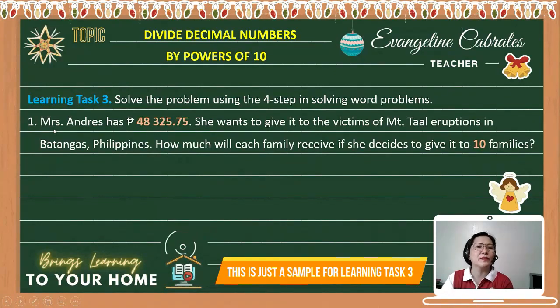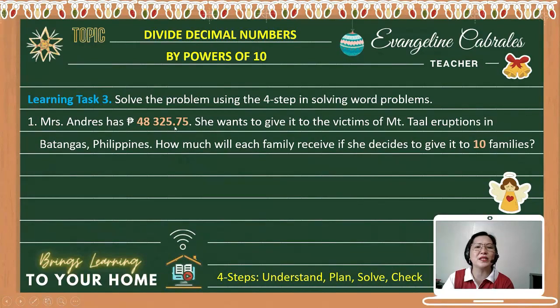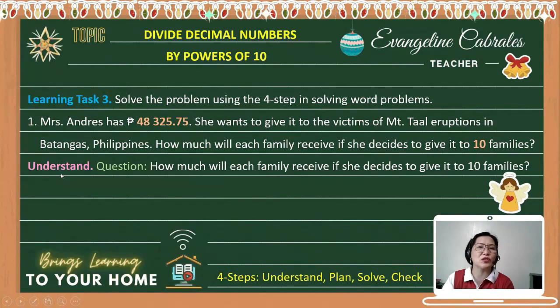Here's the problem. Mrs. Andres has 48,325 pesos and 75 centavos. She wants to give it to the victims of Mount Taal eruptions in Batangas, Philippines. How much will each family receive if she decides to give it to 10 families? So what's the first step? That is to understand.